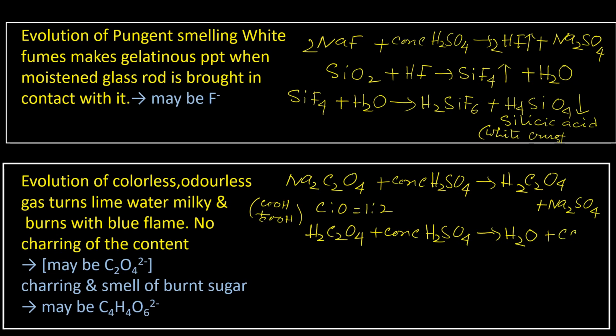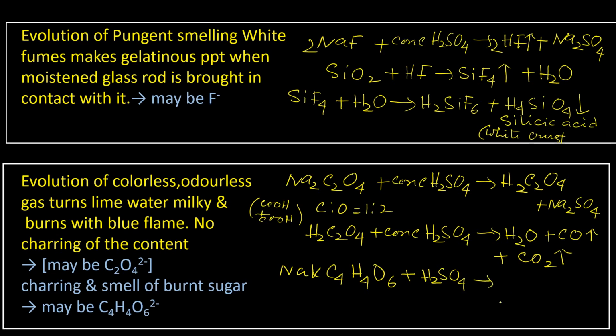So carbon is oxidized to carbon monoxide gas and carbon dioxide gas. No carbon is left over. But in the case of tartrate, say if we take sodium potassium tartrate, C4H4O6, plus concentrated sulfuric acid.